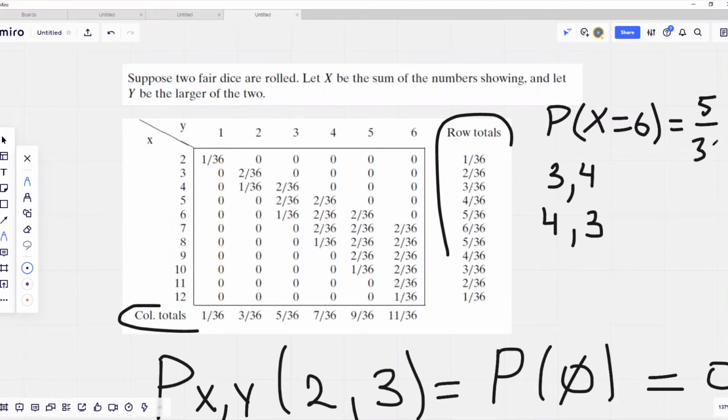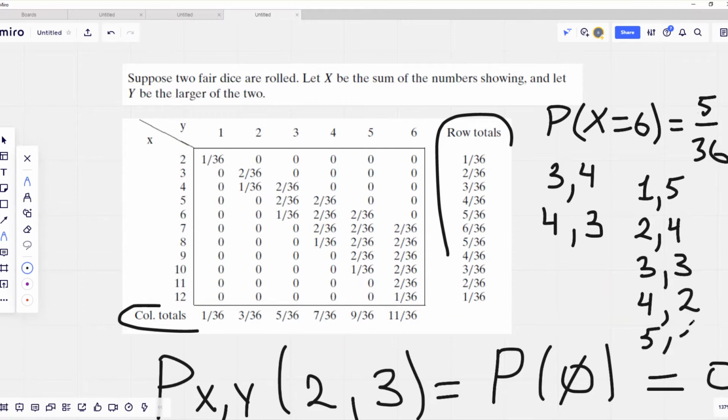Let's check whether that is true. The outcomes that will produce a sum of faces showing equal to 6 are the following. 1 on the first die, 5 on the second; 2 on the first die, 4 on the second; 3 on the first, and 3 on the second; then 4 on the first die, 2 on the second; and finally 5 on the first die and 1 on the second. So there are 5 such outcomes. So this is 5 over 36.